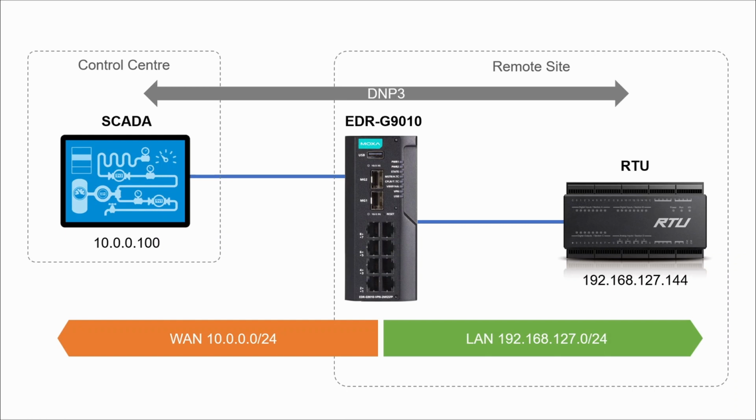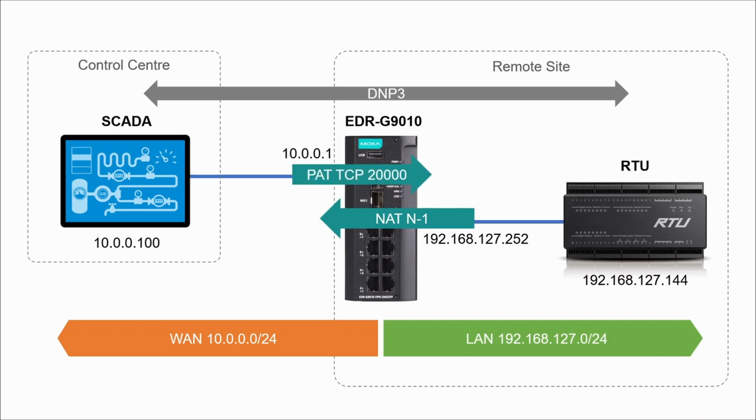To achieve LAN to WAN access, routers should have IP interfaces on both sides and N-to-1 NAT rule. All LAN devices will be seen as 10.0.0.1 on the WAN side. To achieve WAN to LAN access, we need another NAT rule, which is called PAT, short for port address translation, also known as port forwarding. PAT exposes a particular TCP or UDP port of a LAN device to the WAN side. For our scenario, I will expose TCP port 20,000, which is used by DNP3 protocol.